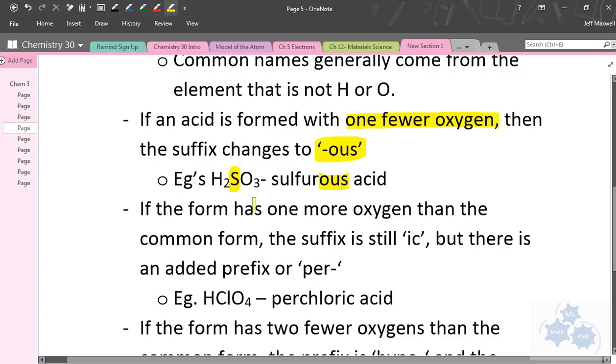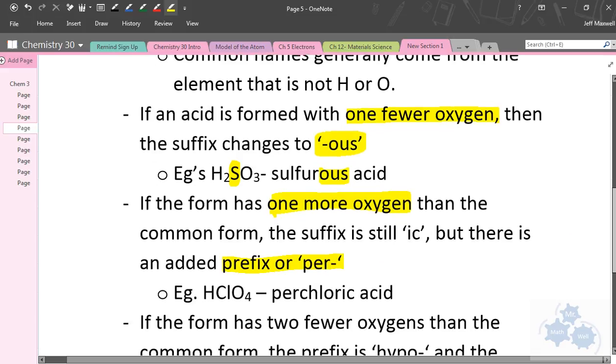If the most common form has one more oxygen, and again, you don't have to copy these notes word for word, just jot notes however you want to do that, but one fewer oxygen, the suffix changes to "-ous." One more oxygen, the suffix is the same, but the prefix is added, and it is "per."